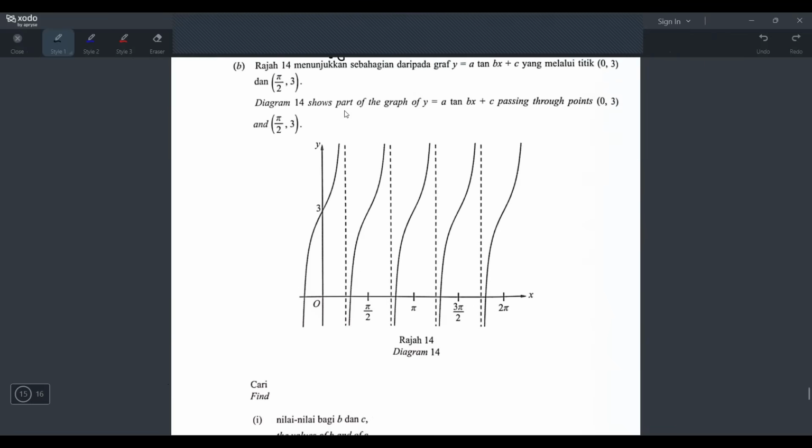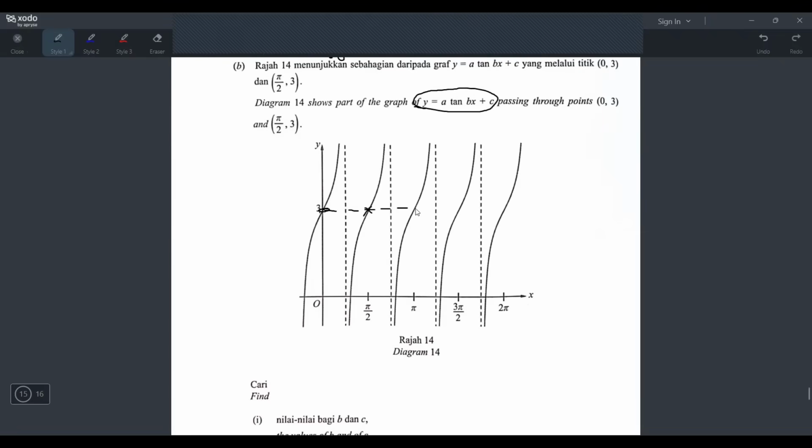Okay, what is this? Diagram 14 shows part of the graph y equals a tangent bx plus c. So A is for the amplitude, B is the number of cycle in 360 degrees, C is whether the graph got moved up or moved down. And then they say passing through 0, 3, this is the y-intercept. And then pi over 2, 3. Pi over 2, 3. Okay, this one.